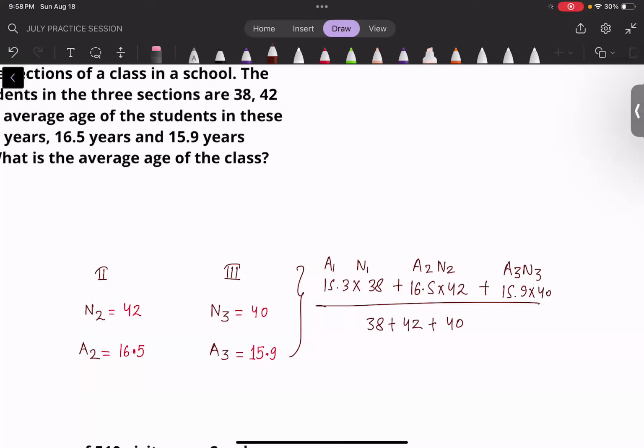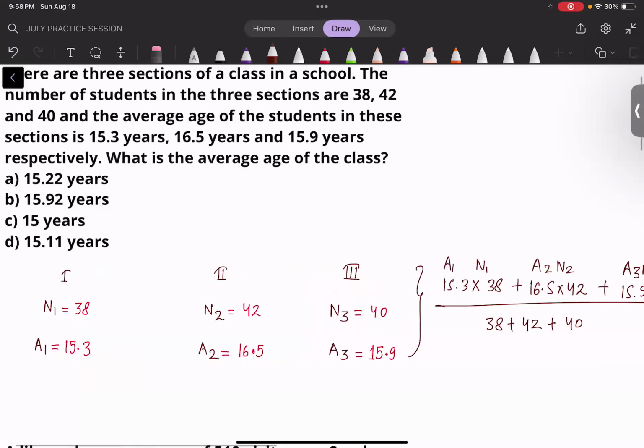And obviously nobody will calculate this, right? Nobody. So what we will have to do is, before we apply the formula, we have to change these values 15.3, 16.5, 15.9. We have to change these values by applying the deviation method. Okay. So how the deviation method will be applied? Now carefully observe.